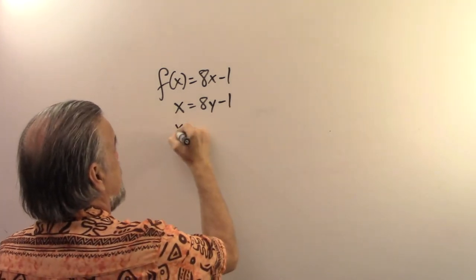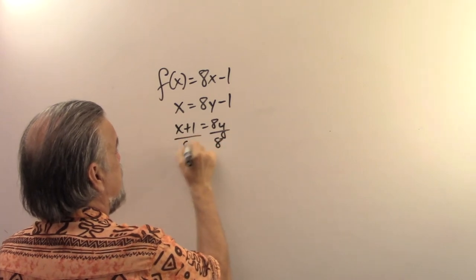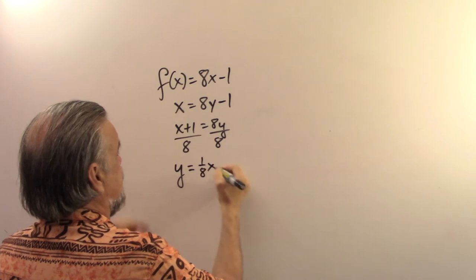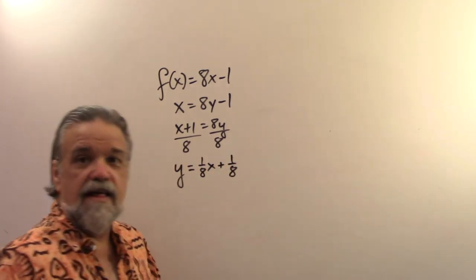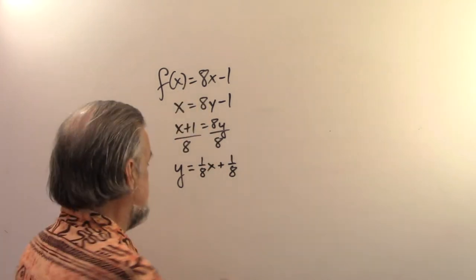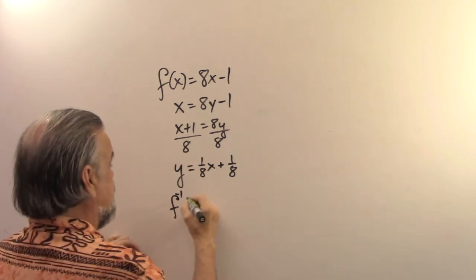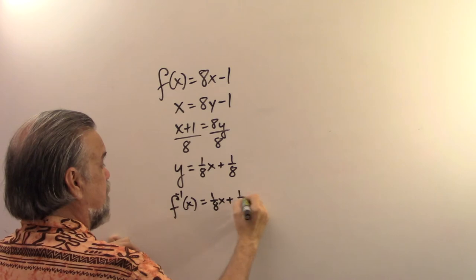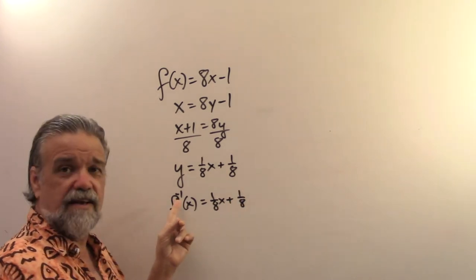So this means x plus 1 equals 8y, and if I divide both sides by 8, I get y equals 1/8 of x, that's this part, plus 1/8. That's the inverse of this. And the way we write this is f with a superscript of negative 1 of x equals 1/8 x plus 1/8. And you might be saying to yourself, gosh, that looks a lot like an exponent.